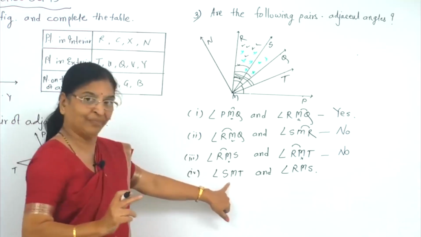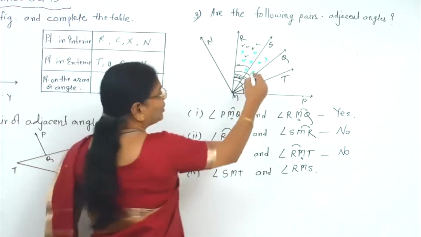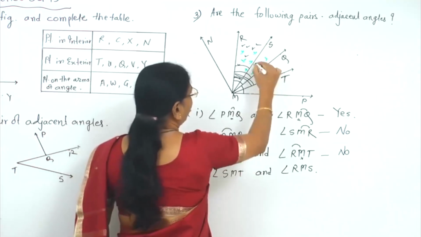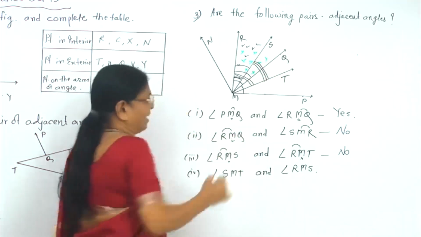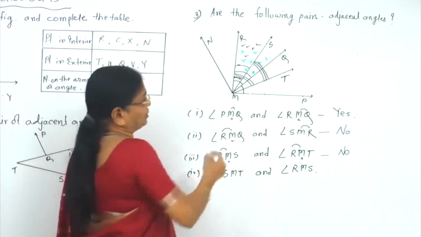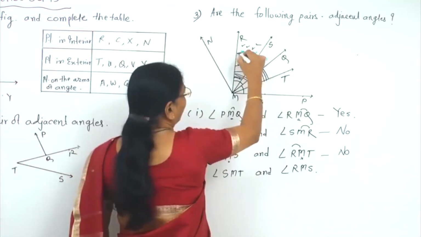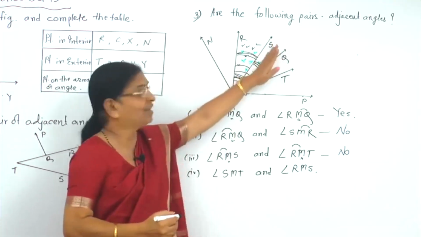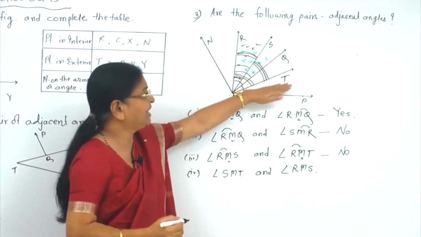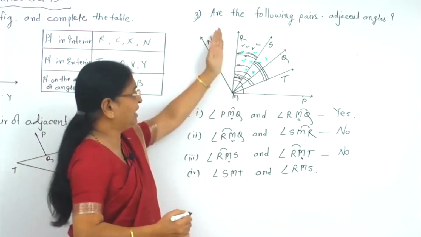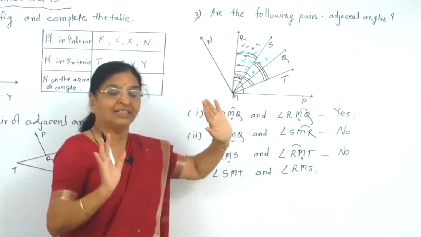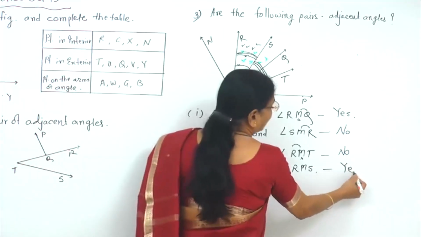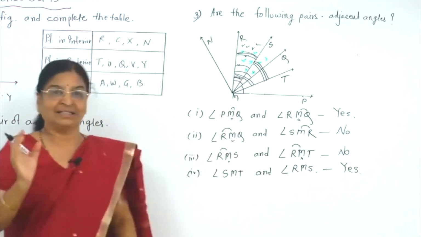The last one, SMT. So I will make a big SMT. So here is our SMT angle. And RMS. So here is again the next pair. And you can see MS is a common arm. On one side it is MT and on the other side it is RM. So their separate interiors are there, and I will say yes, this is a pair of adjacent angles.